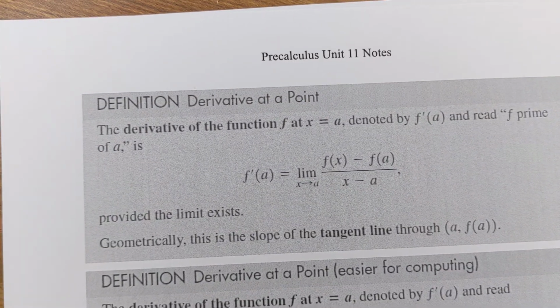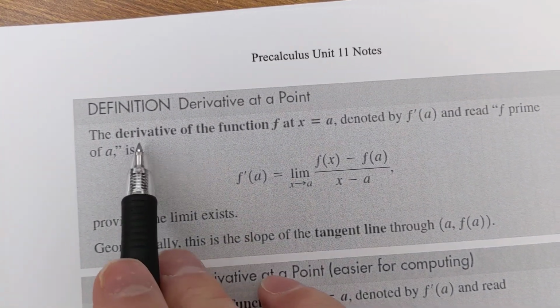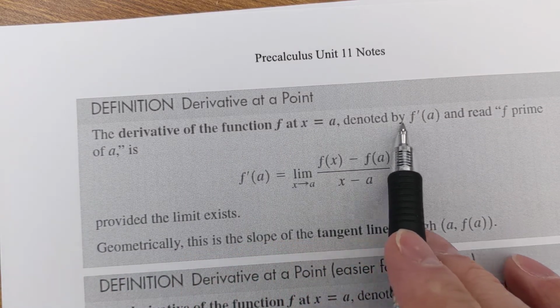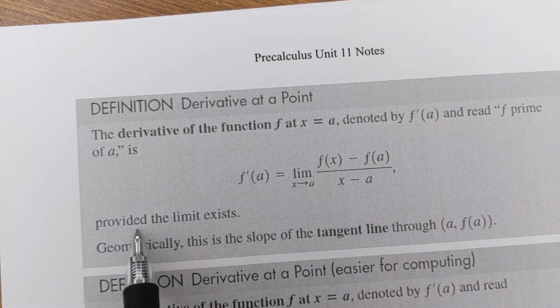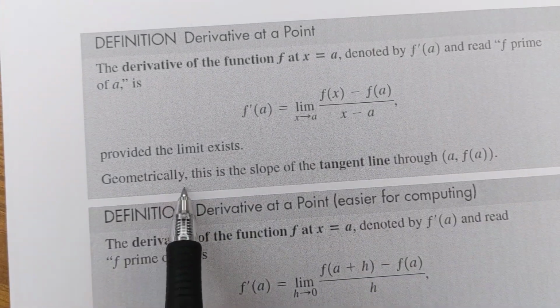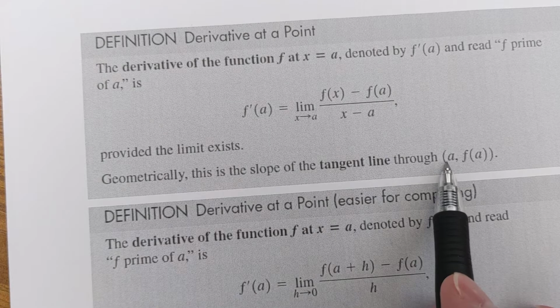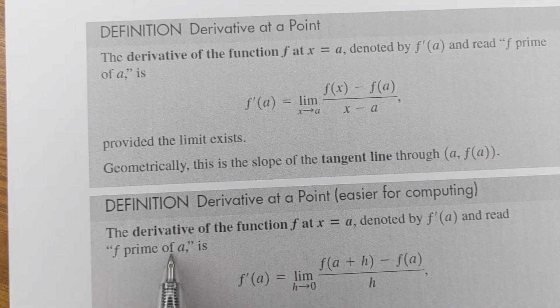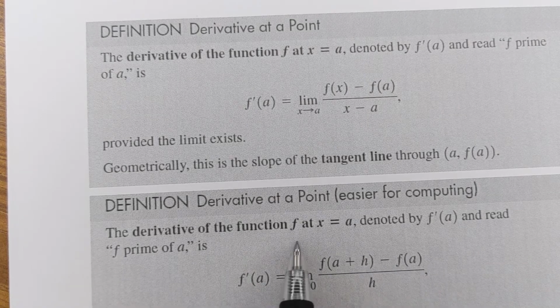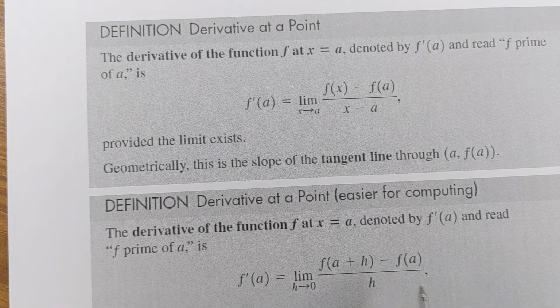Okay, so definition of derivative at a point. The derivative of function f at x equals a, is denoted by f prime of a, read f prime of a, is this, provided the limit exists. Geometrically, this is the slope of the tangent line through the point a comma f of a. Easier for computing, the derivative function, sometimes you'll see it written like this. f prime of a, once again, f of a plus h minus f of a all over h.